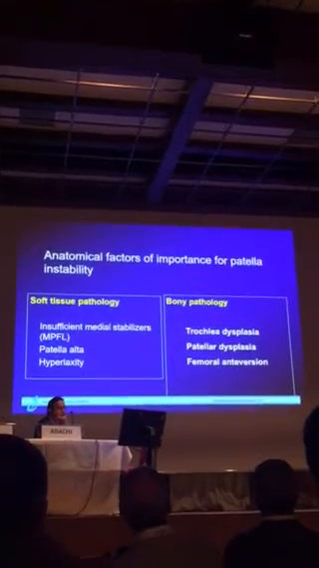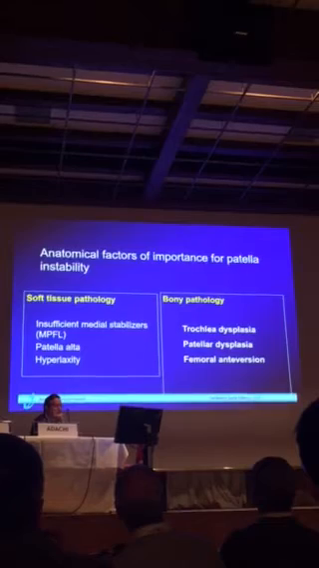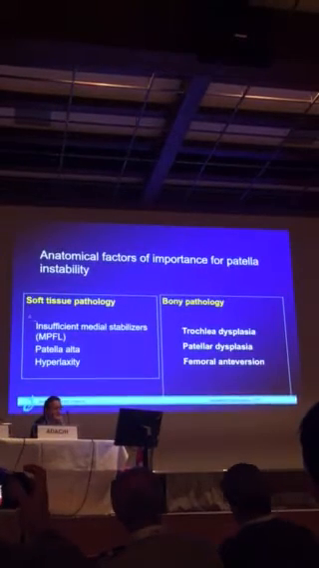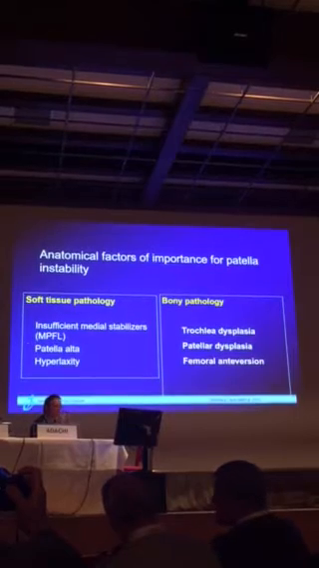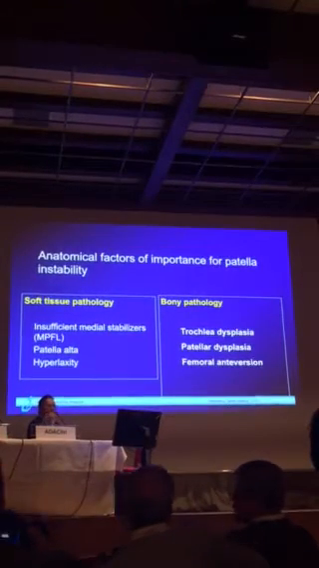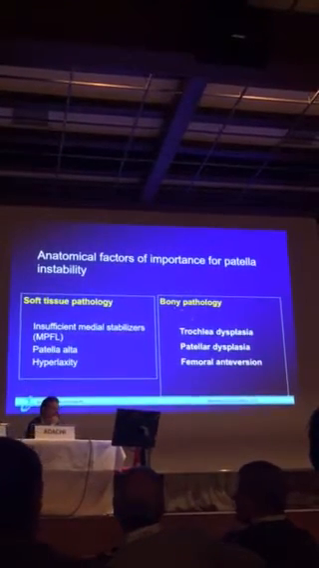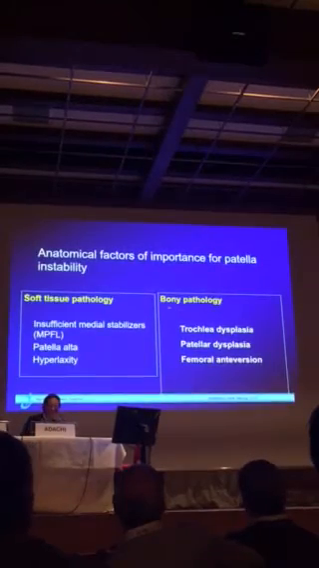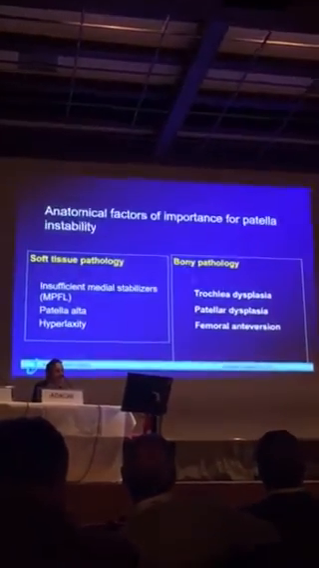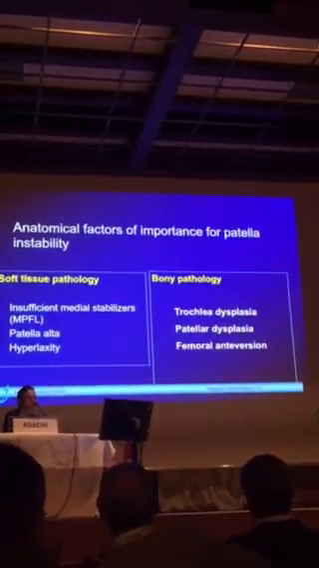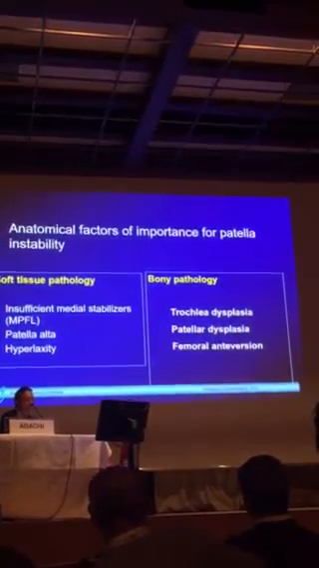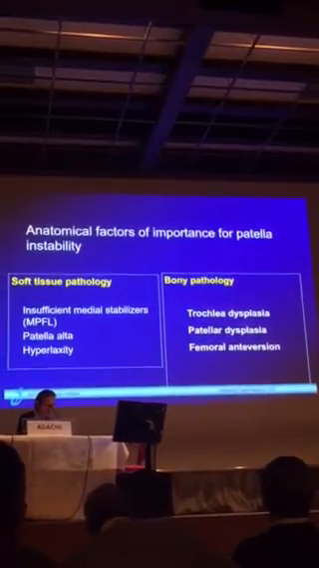So the anatomical factors that are important for patellar instability are both soft tissue, the medial stabilizers, the MPFL, patella alta, and general hyperlaxity. The bony stabilizers, or the pathology that can cause instability, is dysplasia at the trochlea, at the patella, but also femoral anteversion can add to the risk of having instability.